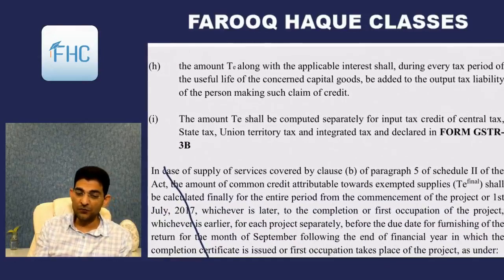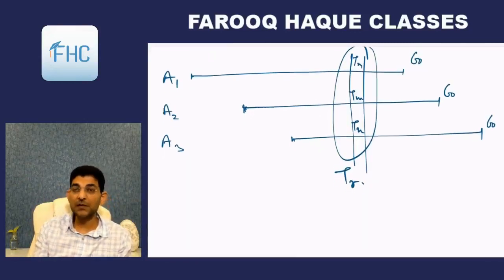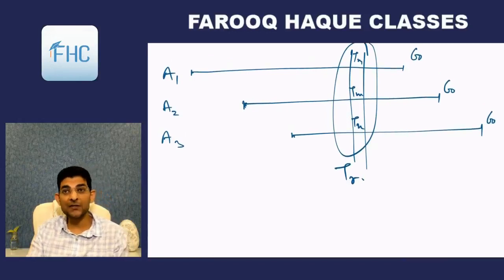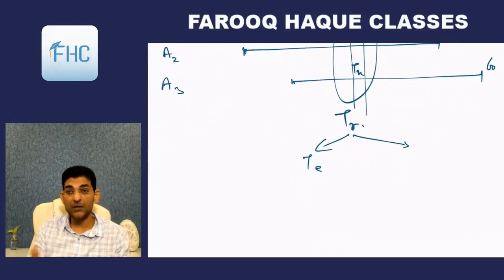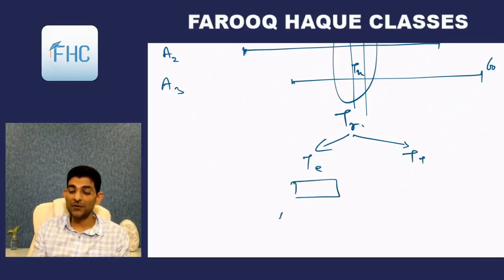Then the amount of TE, that is the proportion for exempt. Like if I show this example, this is the TR that we calculated. Suppose we have 3 assets, TM total gives me TR. TR divided into TE, that is for exempt, and though there is no denomination for this, we can call it TT. Okay, so the TE amount is to be reversed.